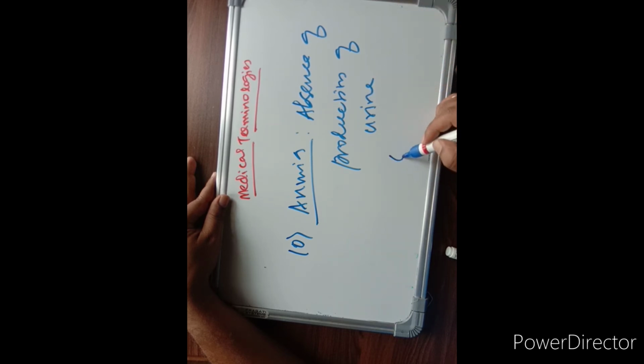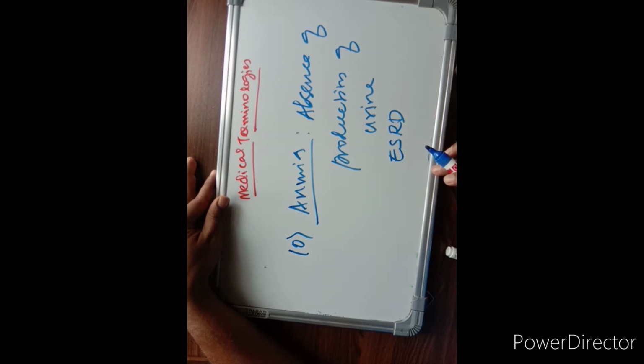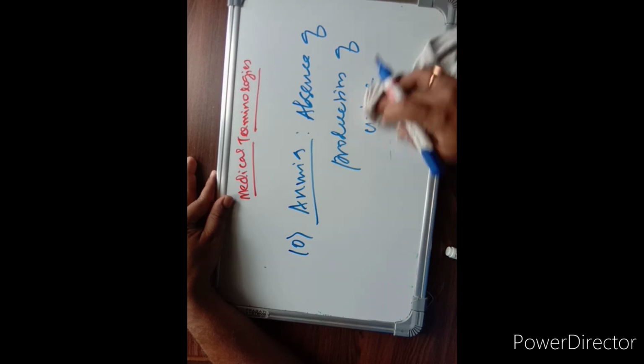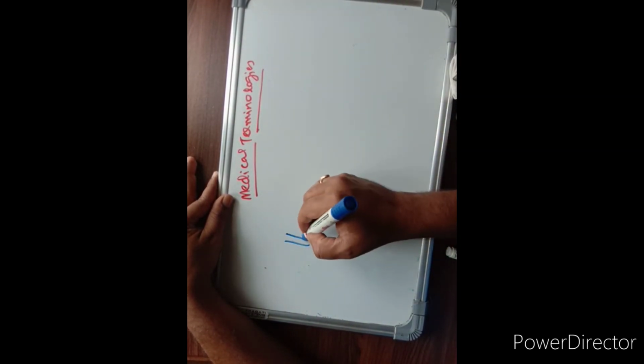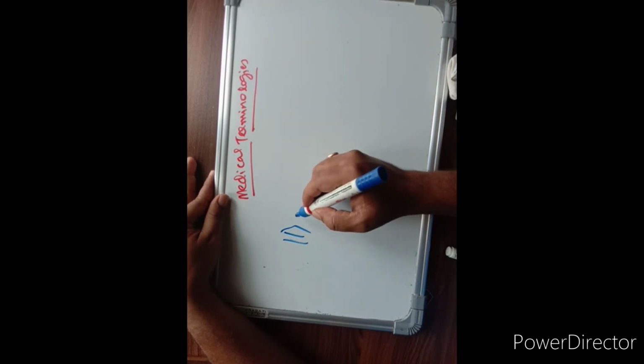This happens in end stage renal disease, ESRD, where there is no functioning of the nephrons of the kidney and there is no proper production or formation of urine. So in that condition you can see there is an absence of production of urine. There is no production of urine at all. Next one you can see here is dysuria.